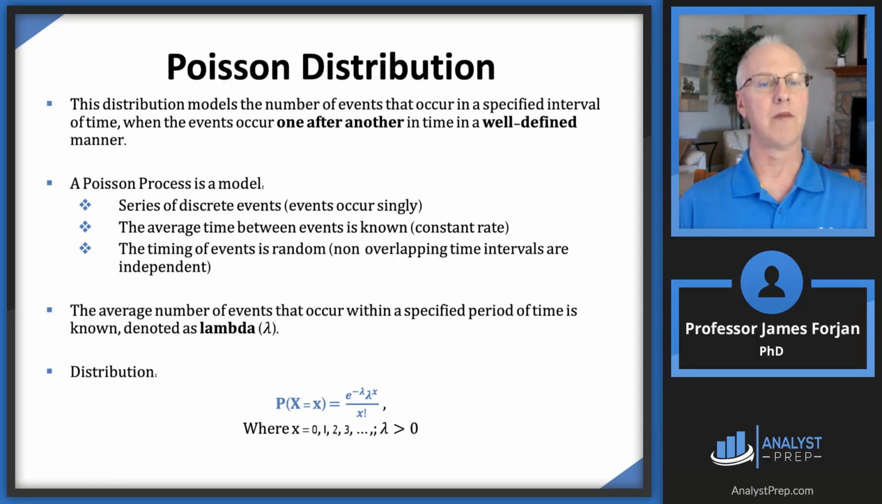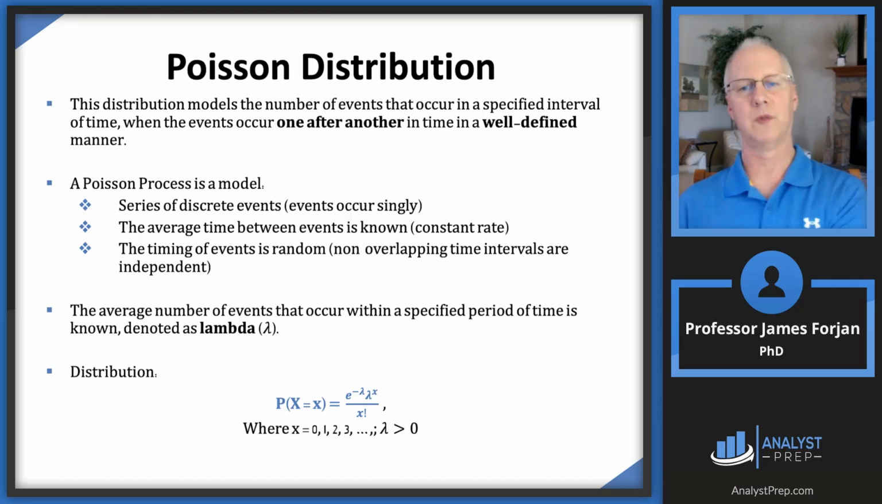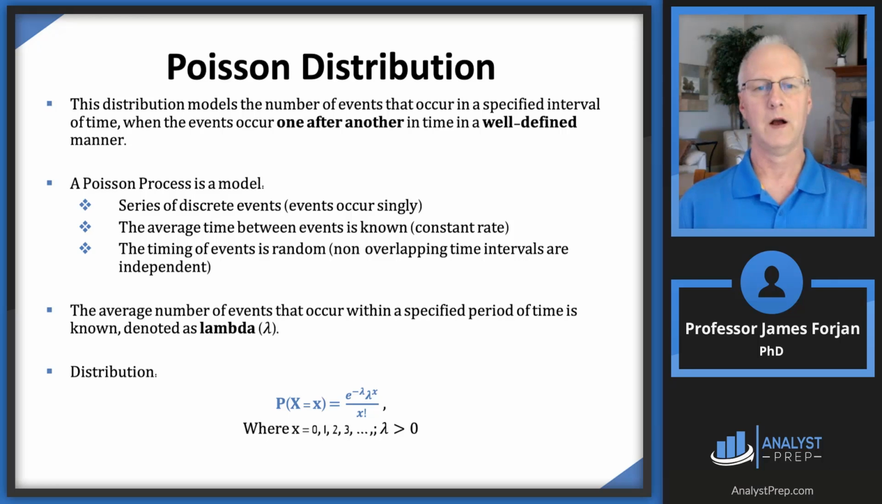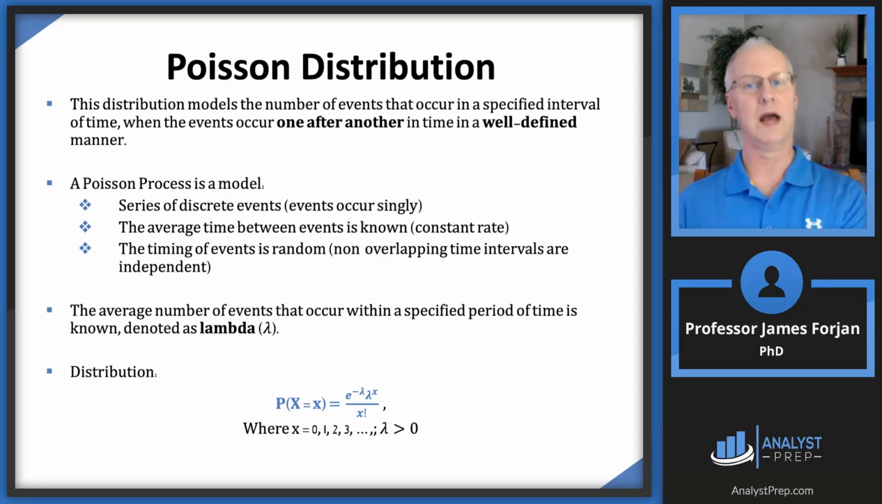Now this is important. The average time between events is known. So you know what the average time is. Like on average, you're going to have to wait 7 minutes. When I call my health insurance company, they always say the average wait time is between 4 and 7 minutes. And so this is what they're trying to say here. The timing of the events is random. And so this is important. Non-overlapping time intervals are independent.